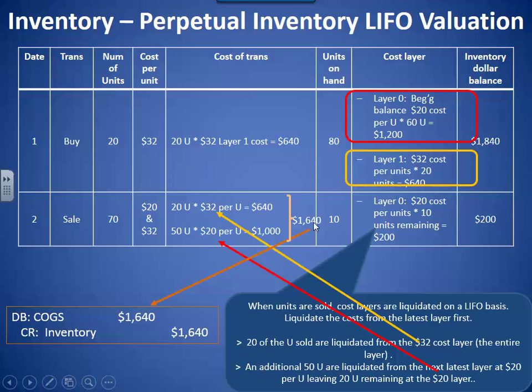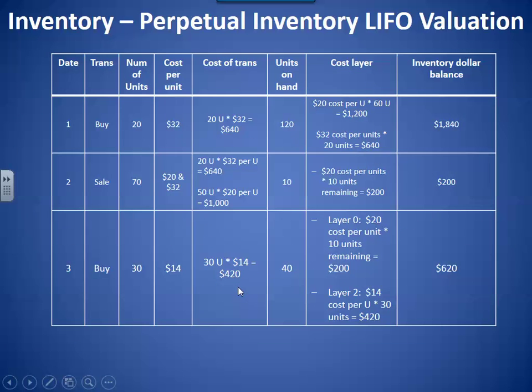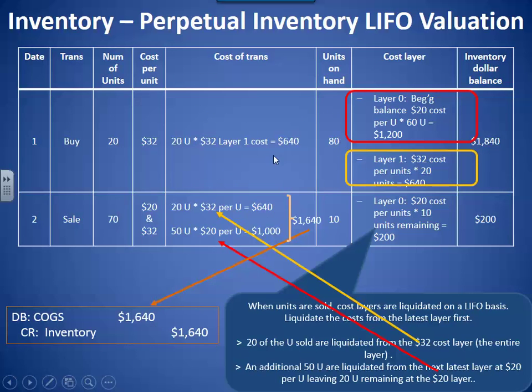So that's the cost of the perpetual inventory when we sell the inventory, and the journal entry would be a credit to inventory for $1,640 and a debit to cost of goods sold for $1,640. Sorry, I went on a little bit too quickly.